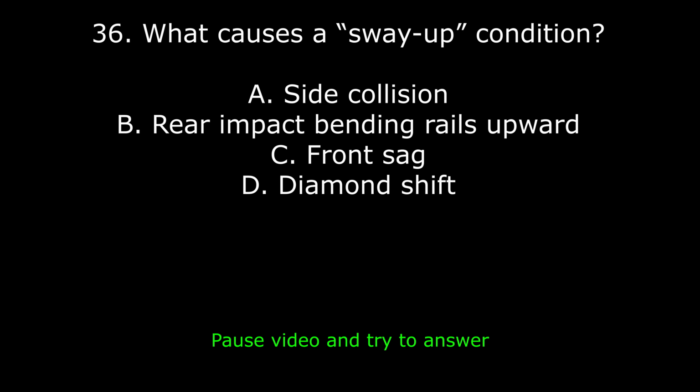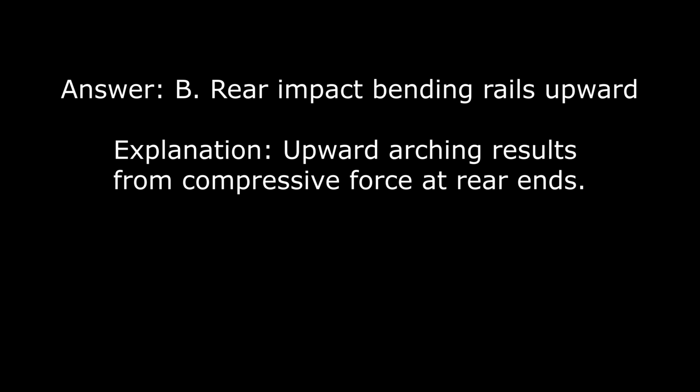36. What causes a sway-up condition? A. Side collision. B. Rear impact bending rails upward. C. Front sag. D. Diamond shift. Answer: B. Rear impact bending rails upward. Explanation: upward arching results from compressive force at rear ends.